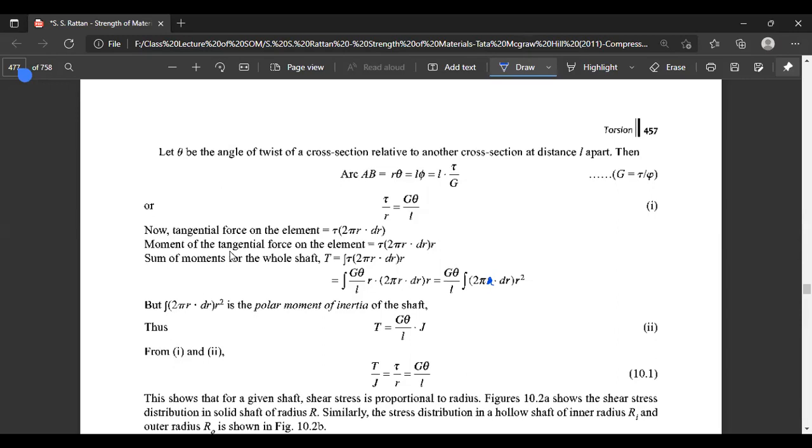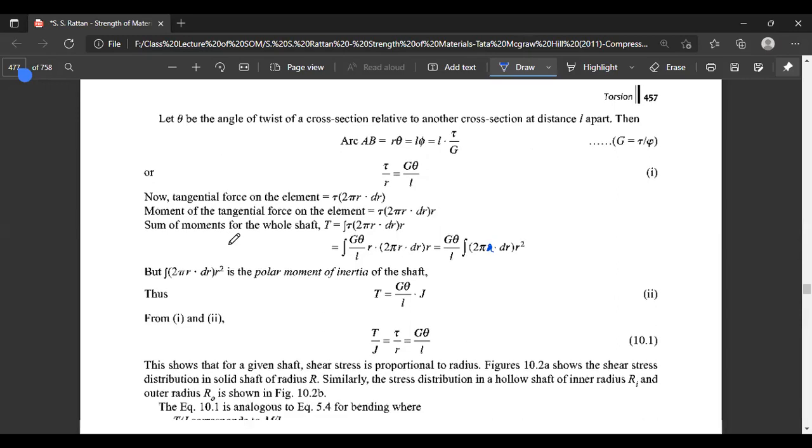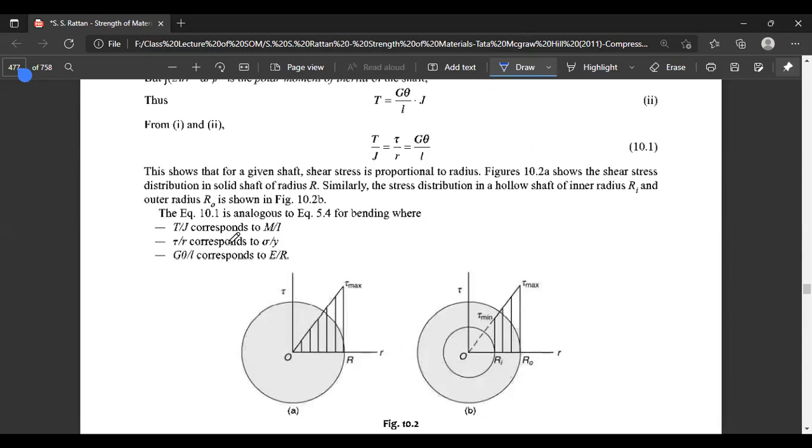So from 1 and 2 together we have T by J equals tau by R equals G theta by L. This shows that for a given shaft, the shear stress is proportional to the radius. This figure below shows the shear stress distribution in a solid shaft of radius R. A similar distribution for a hollow shaft with inner radius and outer radius R is shown.